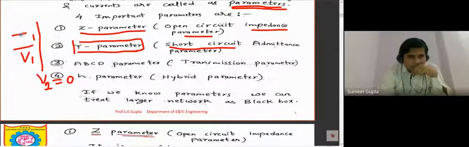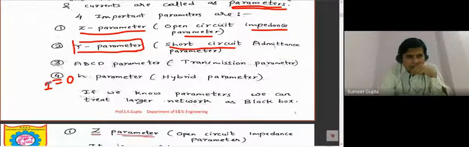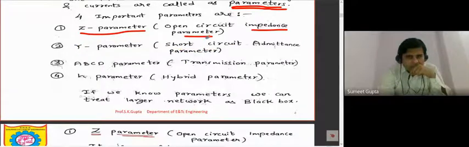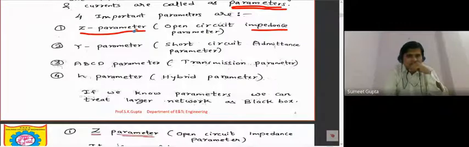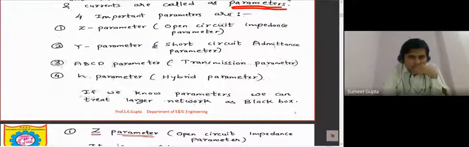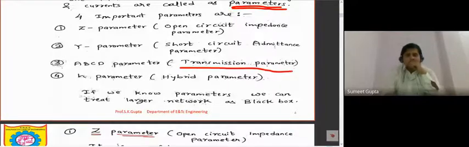Now there are certain circuits, certain networks, for which the Z parameter and Y parameter do not exist. We cannot calculate Z parameter and Y parameter for certain networks. So there is a need to go for other parameters, and that parameter is called the ABCD parameter. ABCD parameter is also called the transmission parameter because these are very useful in the case of transmission lines.